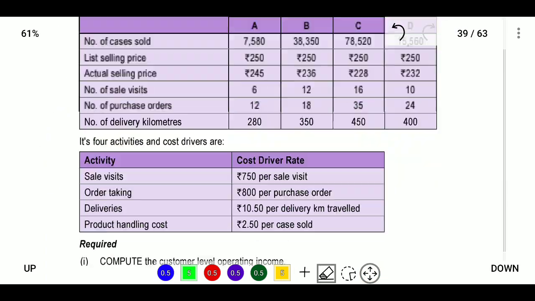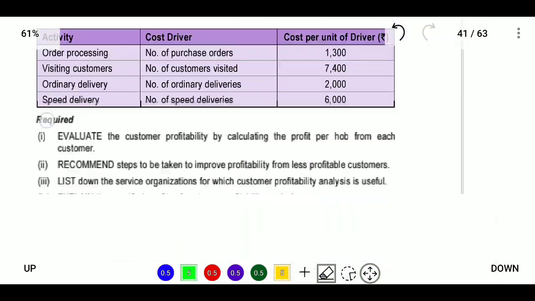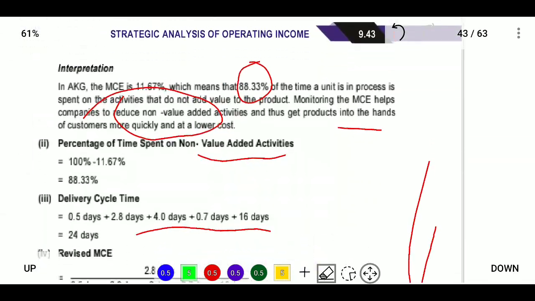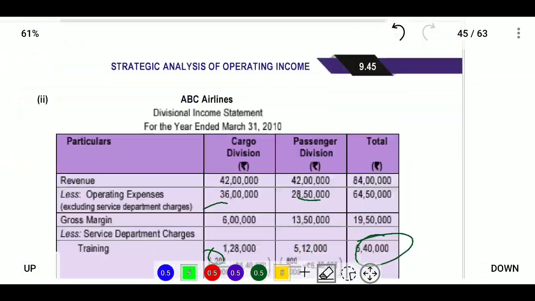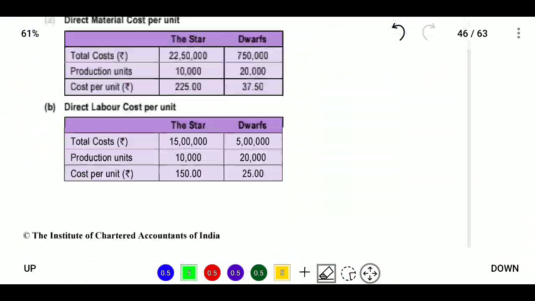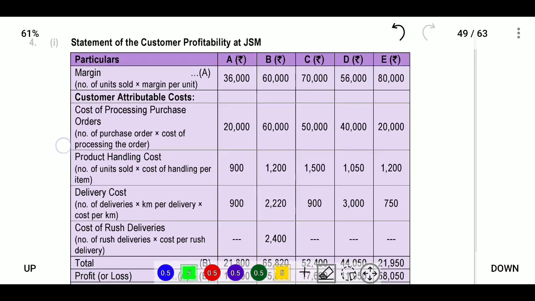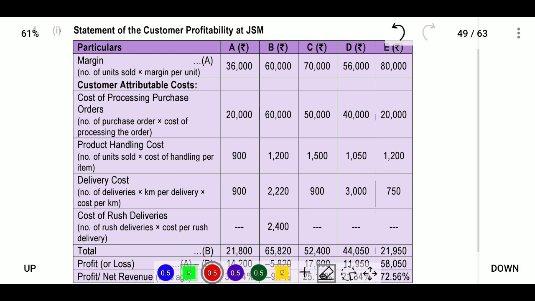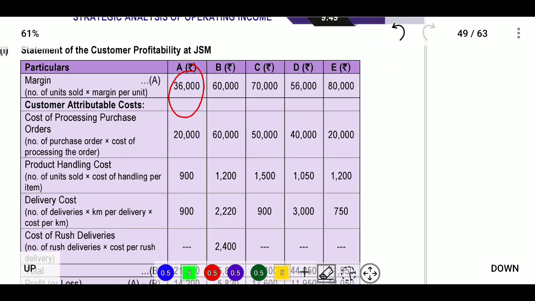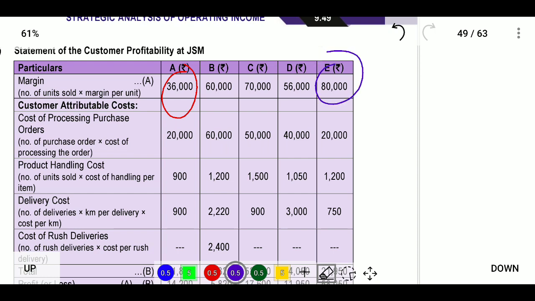This is the question they provided, and we will calculate the customer profitability statement for each customer individually. Whatever drivers they provided, we will use them and add this, and provide the answer accordingly. So, question number 4. For question number 3, they provided the margin 36,000. They provided both units and margins, and we will add the margins. E is the margin, which we discussed in the question, and the volume is high in the case of C.